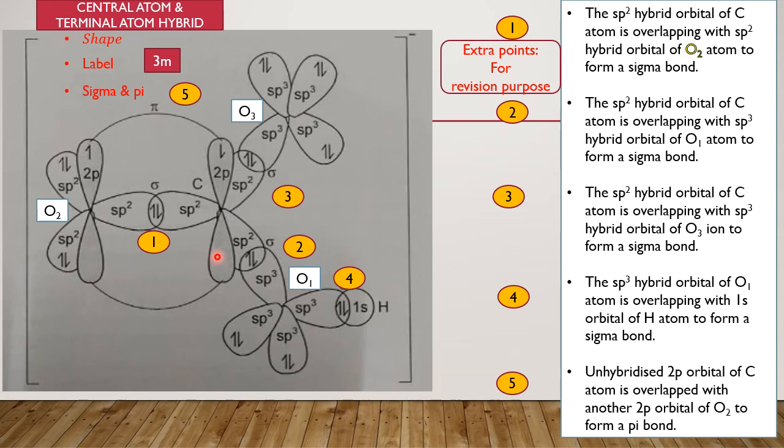Okay, and then you check this one, point number 3. For this, the O3 is no longer an atom. The O3 here is actually an ion. So you must mention the sp3 hybrid orbital of the O3 ion. If you check the formal charge, the -1 belongs to this O3. So you must mention it's the O3 ion.